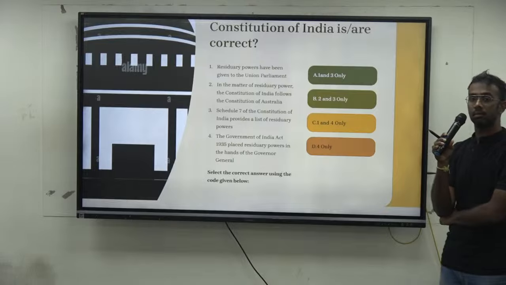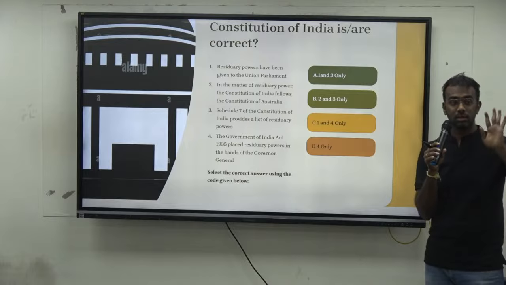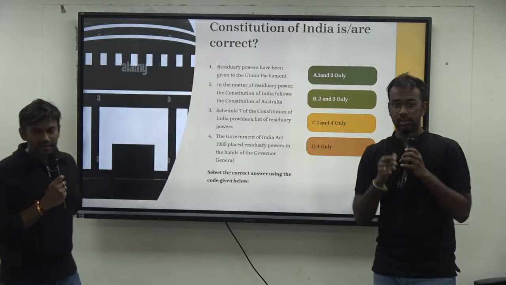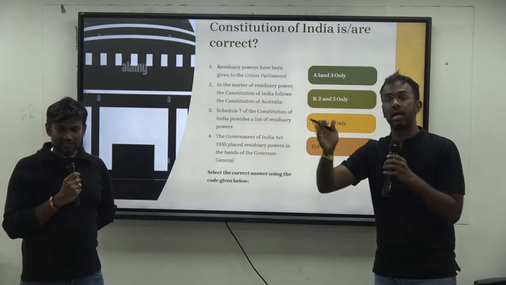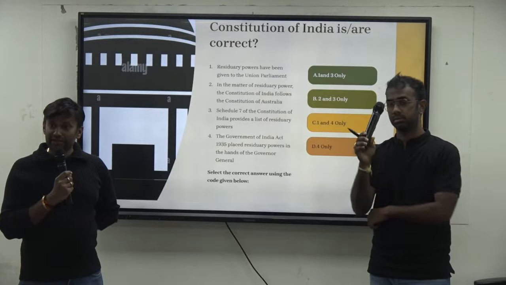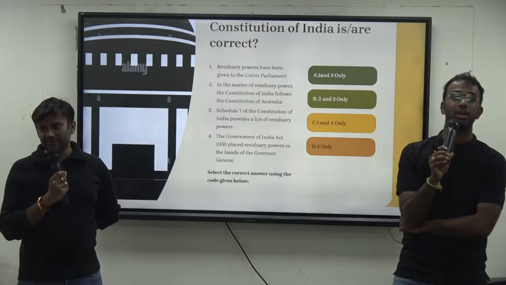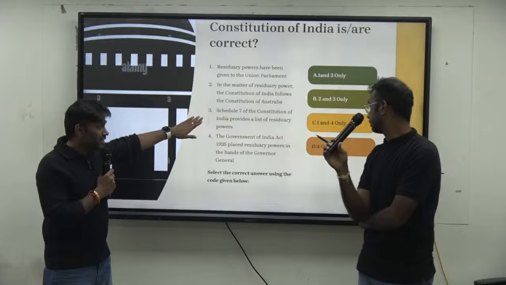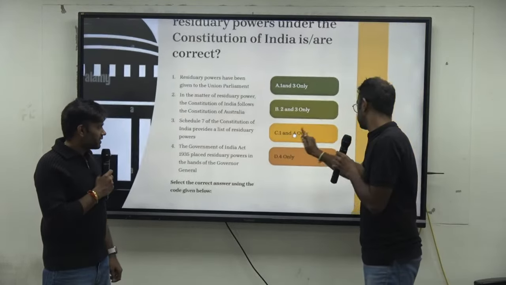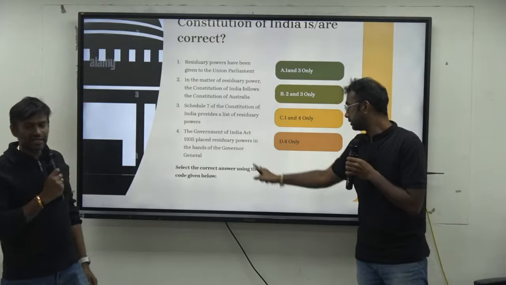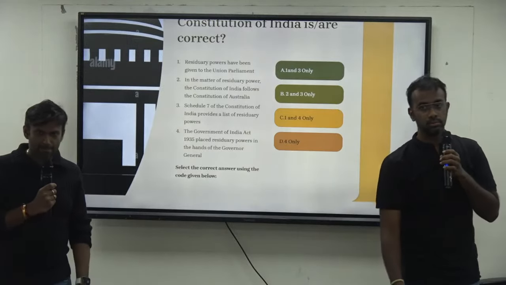How many say you don't know, sir? Think about it. All of you know Schedule 7. What is there in Schedule 7? Union list, state list, concurrent list. Do you see any other list? Anything which is not mentioned in these 3 lists is residuary power. There is no separate list for it. So that statement will be incorrect. Correct: the Government of India Act 1935 places the residuary powers in the hands of the Governor General. That is correct. Got it?